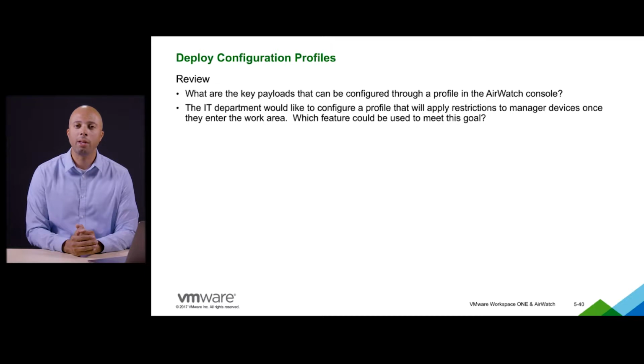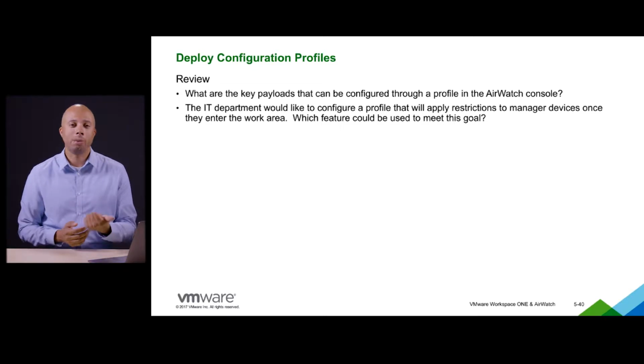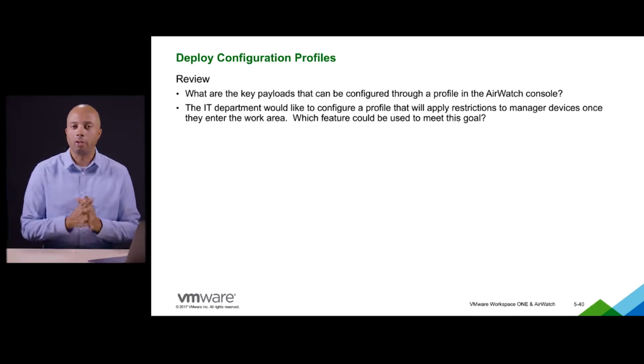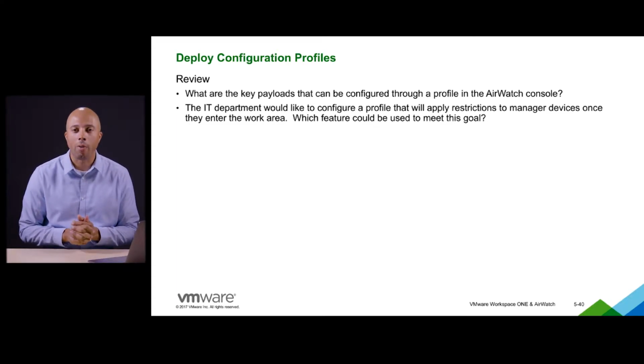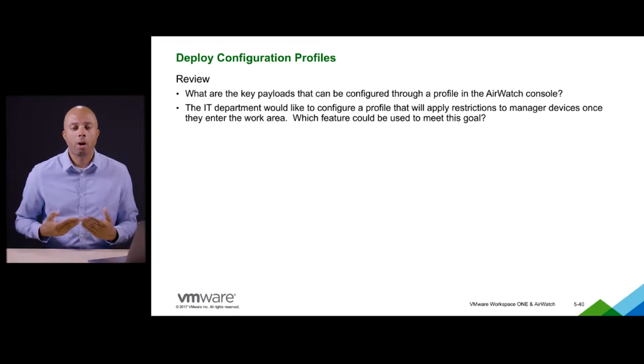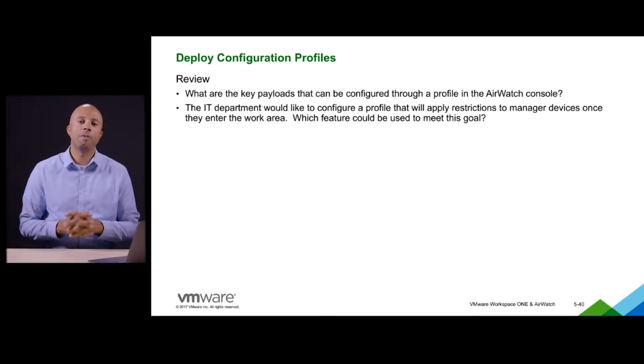All right, so what are the key payloads that can be configured through a profile in the AirWatch console? We have password or passcode, Wi-Fi, VPN, Exchange ActiveSync, restrictions. All of those items can be configured, and we suggest you configure them before you enroll devices. The IT department would like to configure a profile that would apply restrictions to manage your devices once they enter the work area. Which feature would be used with this goal? So if we're talking about area, we're talking about geofencing. So make sure you have a geofencing profile pushed down to devices where you want to change configurations based on the device's location.